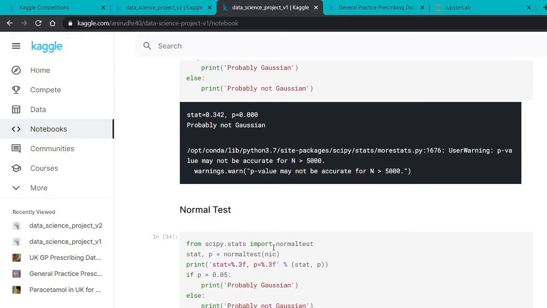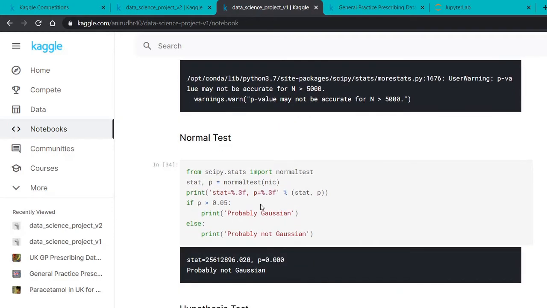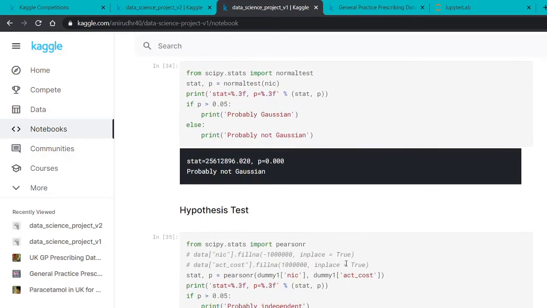And then we can do the normal test also. The normal test is also used to find whether it is Gaussian or not. We performed the normal test on NIC, and once again we found that with 95% confidence, it is not Gaussian.